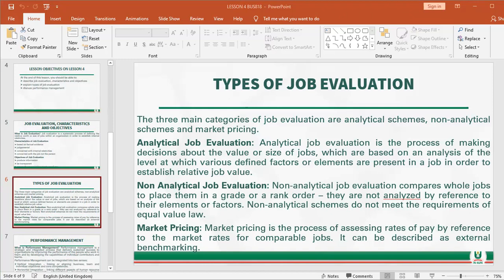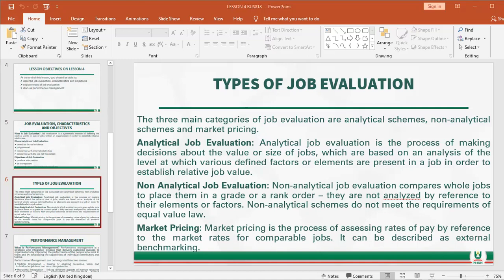You analyze the value, you analyze the size. For instance, now I'm the HR manager in an organization, and the organization is just coming up, or maybe a new role is being harnessed, or maybe they just created a new unit and they want to fill up that unit.